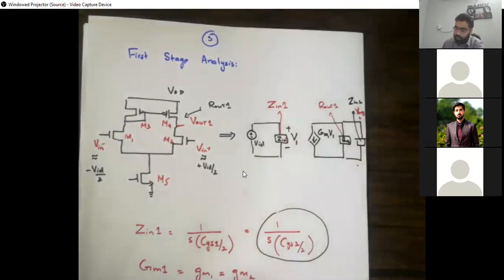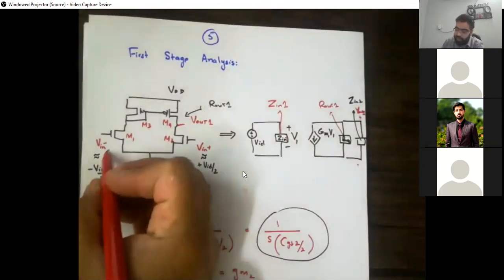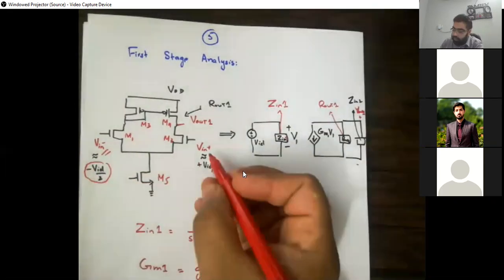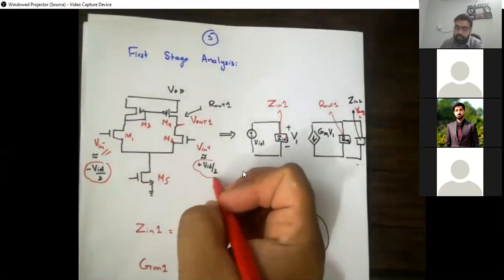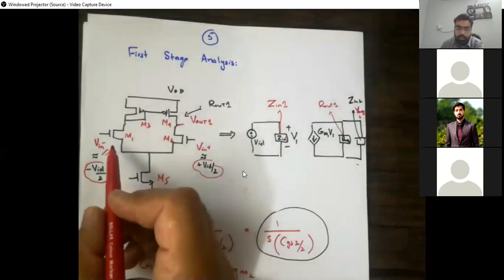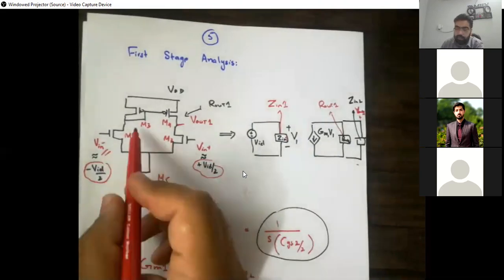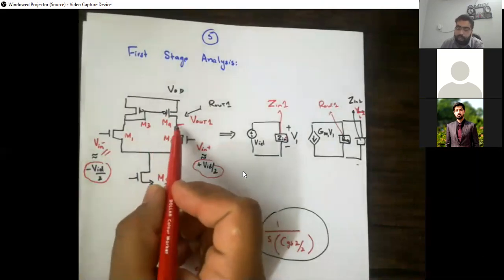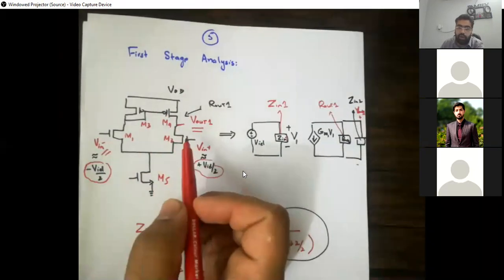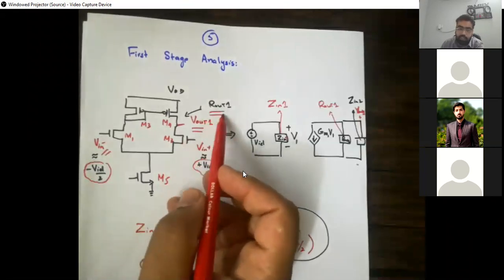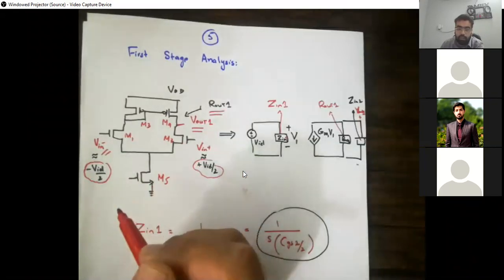तो उसके लिए we are assuming कि जो V in negative है, that is a differential signal minus VID by 2, और जो V in positive है, that is a differential signal VID by 2. ठीक है, यहाँ तक ये चीज क्लियर हो गई. And M1 is same, M2 is same, M3, M4, this is VDD. And इस point को हम कह देते हैं Vout1, क्योंकि this is not the final output, this is output of the first stage, and this impedance seen at this point is known as Rout1.